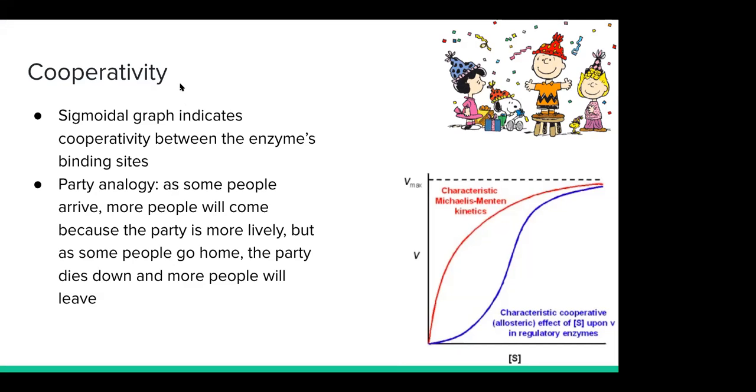Yeah, so basically what I meant was that as more people arrive, the party is getting more fun, more lively, so more people will show up. So that's how you get this curve in the graph. But as you're going down, that would represent people going home, the party getting more dead, people getting tired, so more people will leave, and that's how you get this dip towards the lower substrate concentration.